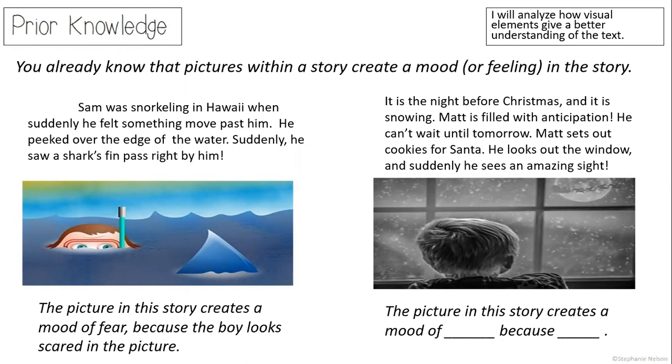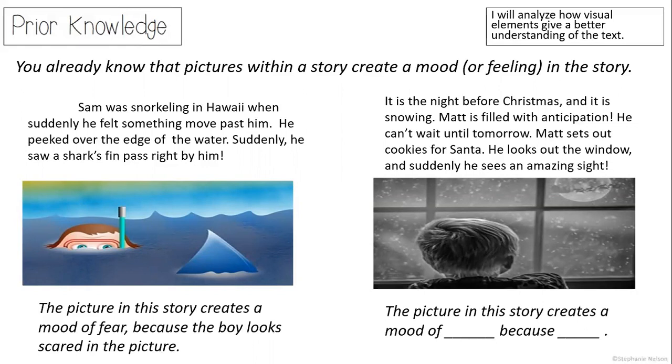Here's an example. Sam was snorkeling in Hawaii when suddenly he felt something move past him. He peeked over the edge of the water. Suddenly, he saw a shark's fin pass right by him. If you look at the picture, this picture in the story creates a mood of fear because the boy looks scared in the picture. So this picture is helping create a mood in the story.